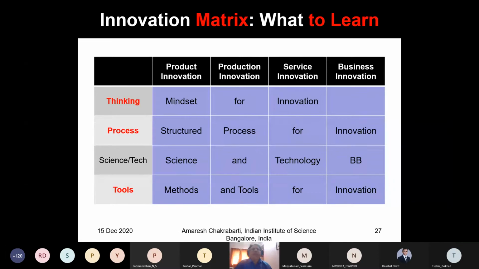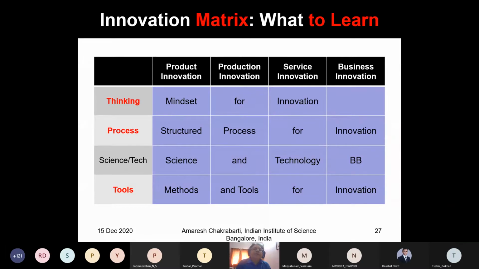But please understand, just design thinking alone is not enough. Design thinking is only a mindset for innovation, which you need to have, but you also need to have a very detailed structured process. And the more complex the product, the more structured and detailed the process has to be for innovation.